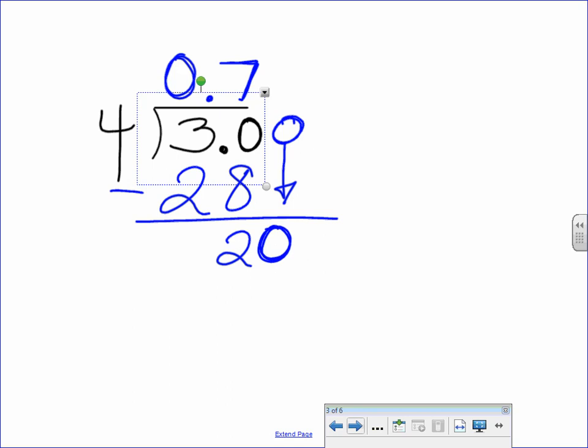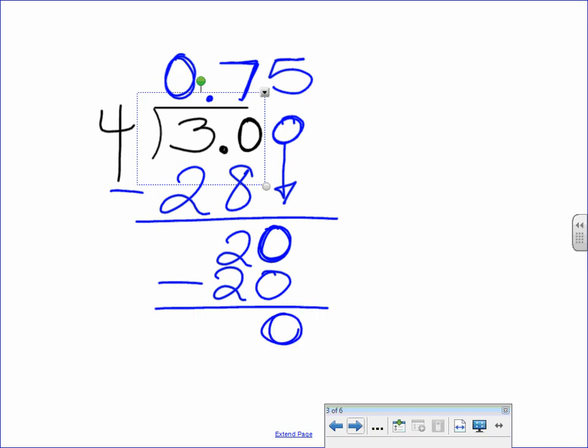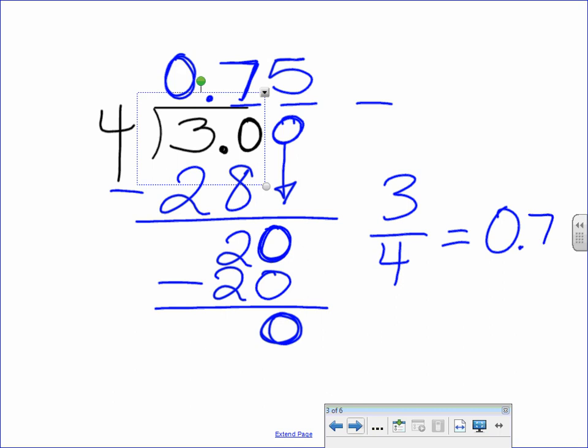Now I'm still dividing by 4, so find the 4 column again on your multiplication chart, and move your finger down until you get close to 20, but not over. And you can see that 4 and 20 are an exact match. 4 goes into 20 5 times. And now I have no remainder left. You have to divide until you get no remainder or until you have 3 digits on top, whichever comes first. So we could say that 3/4 is the same as 0.75.